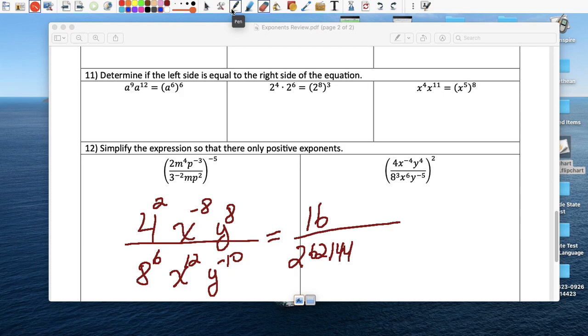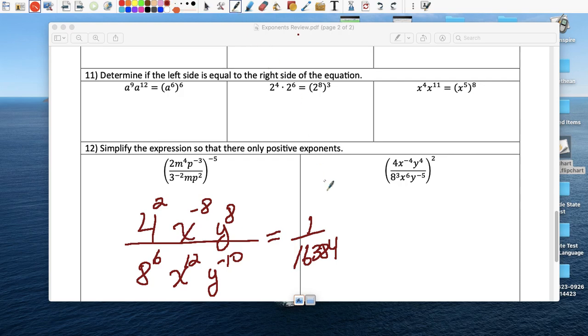262,144 divided by 16. So, if you simplify that, you should get 1 over 16,384. That's what simplified would get you.